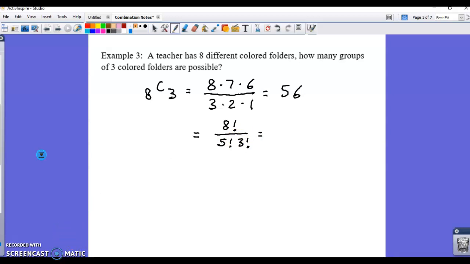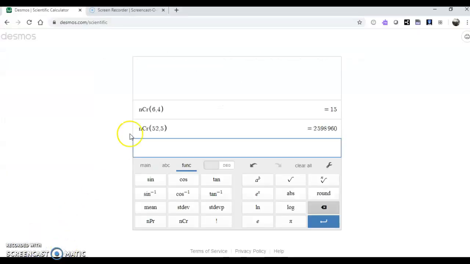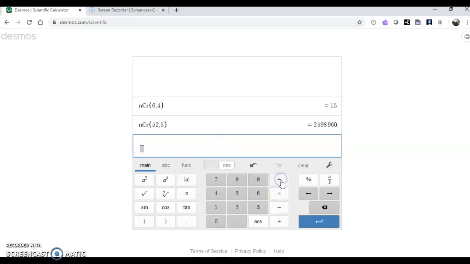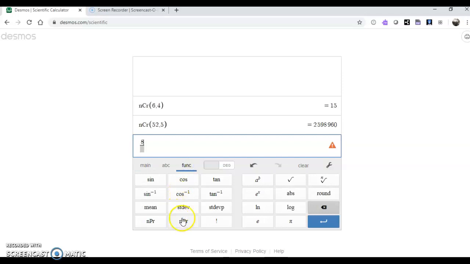Let's look at how you do that on Desmos. Go to the main. If I divide first, it creates a fraction. So then 8 factorial on the top, and then subtract them. That would be 5 factorial, and then 3 factorial.